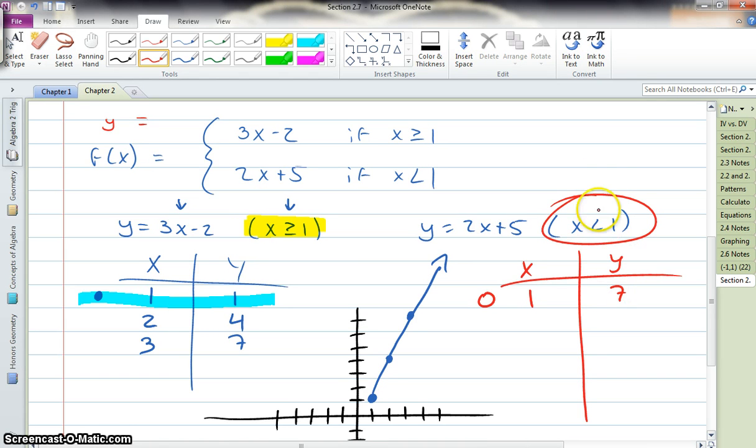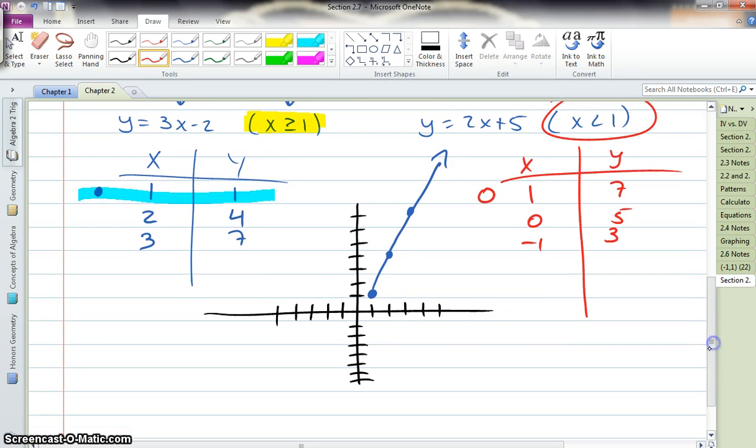All right, then now we need to pick 2 numbers that are smaller than 1, less than 1. So I'm going to go 0 and -1, just the next 2. 0 is easy to evaluate. Keep in mind this is an open dot here, not a 0. So 2 times 0 plus 5 gives me 5. -1 times 2 plus 5 gives me 3.